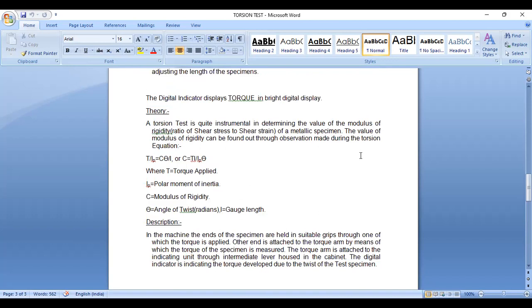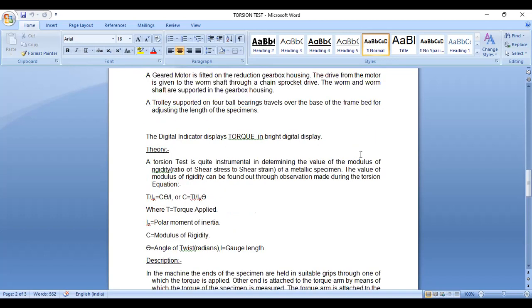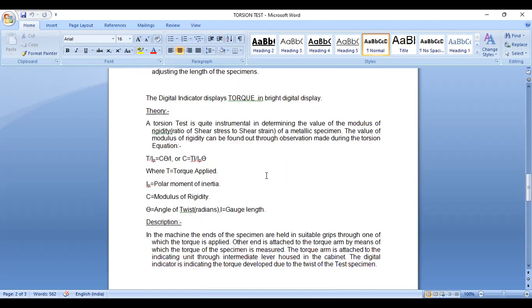So, a process. The digital indicator displays the torque in bright digital display. A torsion test is quite instrumental in determining the value of the modulus of rigidity of the metallic specimen. The value of the modulus of rigidity can be found out through observations made during the torsion test.